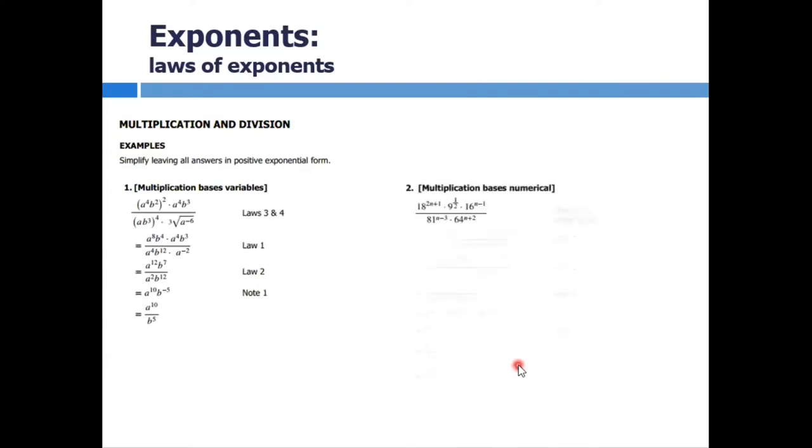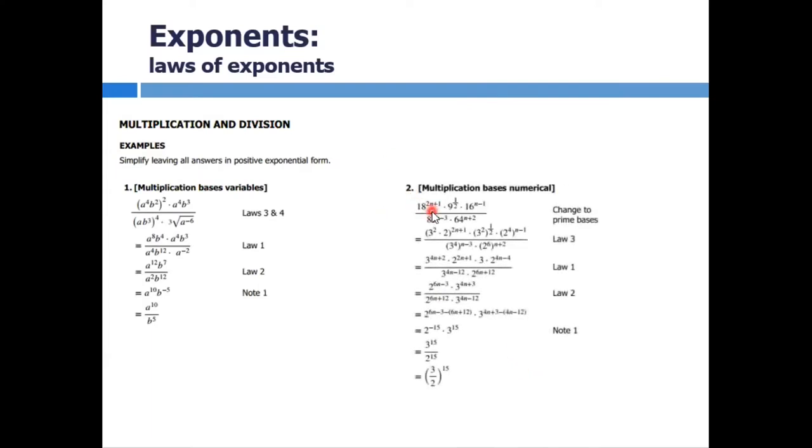Even if there's a numerical base, we prime factorize on our calculators. So the 18 is the same as 3 squared times 2. Please let me know if you do not know how to get the 3 squared times 2 on your calculator, because it will save you time. The 9 is the same as 3 squared. The 16 is the same as 2 to the 4. That's what we call prime factorization. We're changing all of those numbers to prime factors.